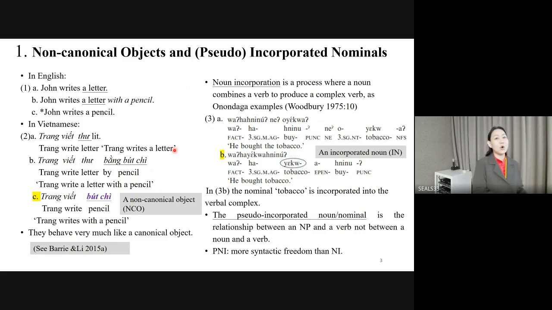On the right side is noun incorporation. It is very productive and polysynthetic, a process that combines a noun with a verb and forms a complex verb. This is an example from Onondaga. In 3A, it is a non-incorporated structure, and in 3B, the nominal expression is incorporated into the verbal complex. Pseudo-incorporated nominals concern the relation between the NP and the verb, rather than a verb and a noun in noun incorporation. So pseudo-incorporated nominals have more syntactic freedom than noun incorporation.